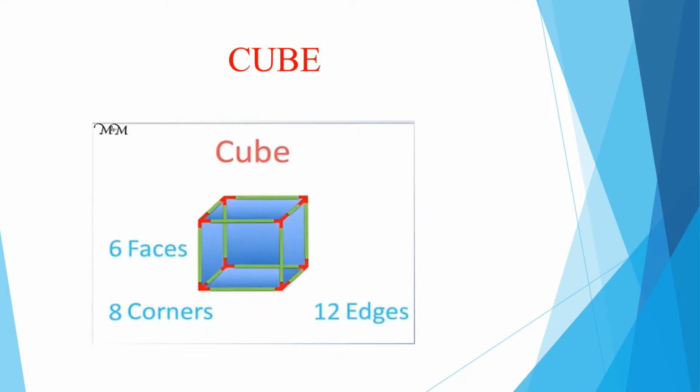Dear children, now let us study how many faces, edges and vertices a cube has. A cube has 6 faces, 12 edges and 8 corners. If you take a cube, for example, if you take a dice and if you count the faces, you will get 6 faces. Similarly, if you count the corners or vertices, you will get 8 vertices and you will get 12 edges.